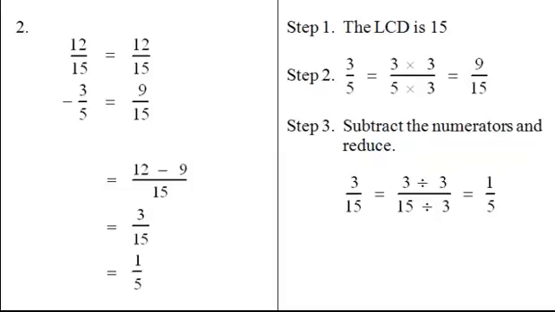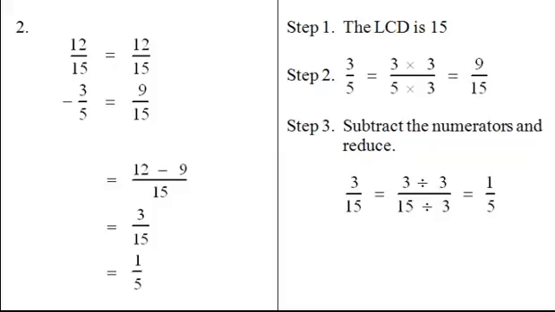Unit 3, Lesson 3.7, Example number 2. They want you to take 12/15 and subtract 3/5 from it. 12/15 and 3/5 are not like fractions. They're not like fractions because they don't have the same denominator.